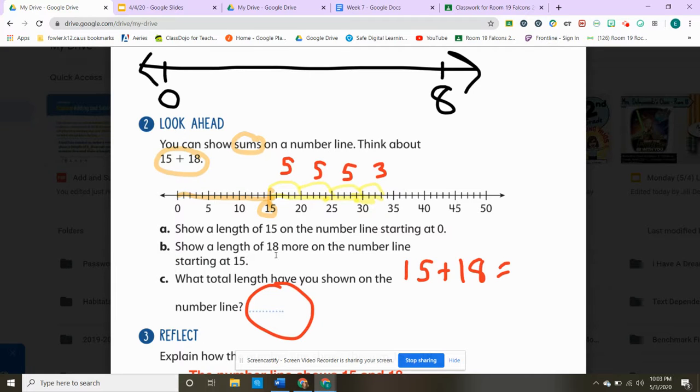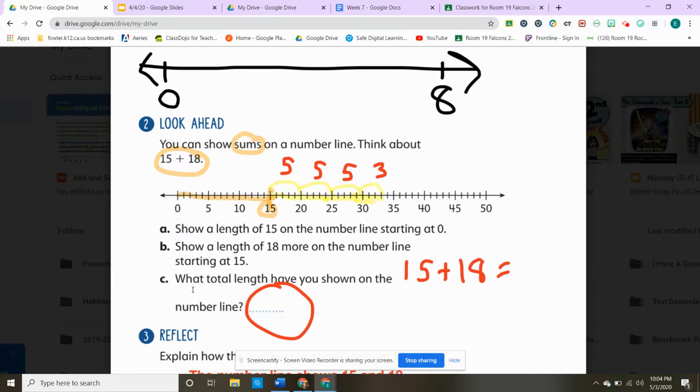Show a length of 18 more on the number line starting at 15. So I ended up at 15, so I need to show 18 more. So let's see. I'm going to do 5, 10. Another 5 is 15, and add 3 more: 15, 16, 17, 18. And that gives me, where did we end?